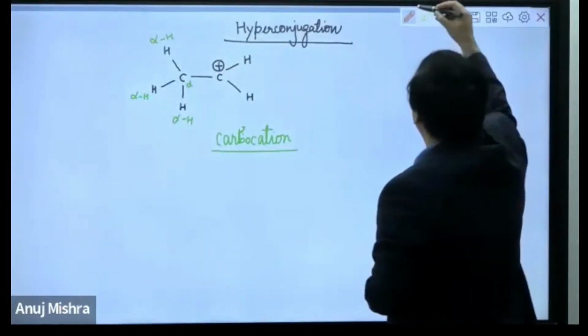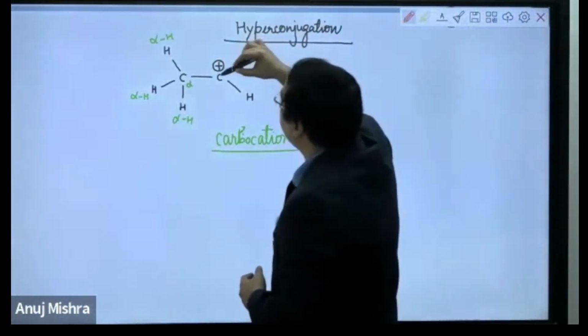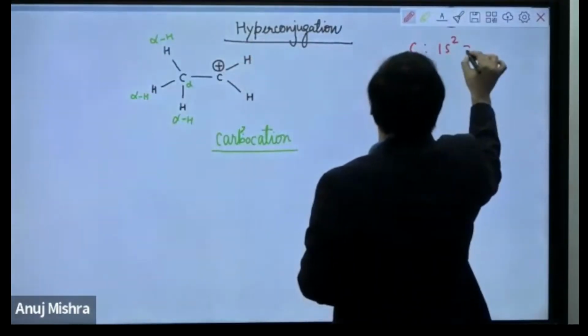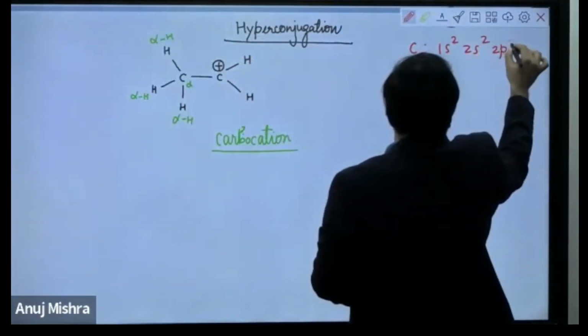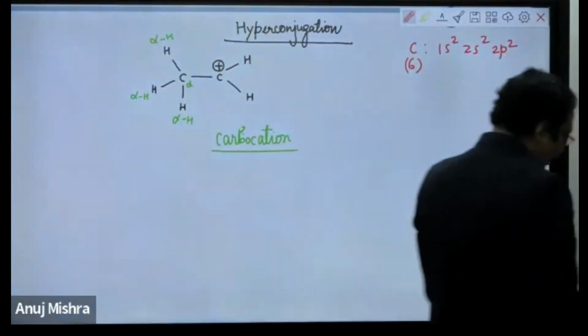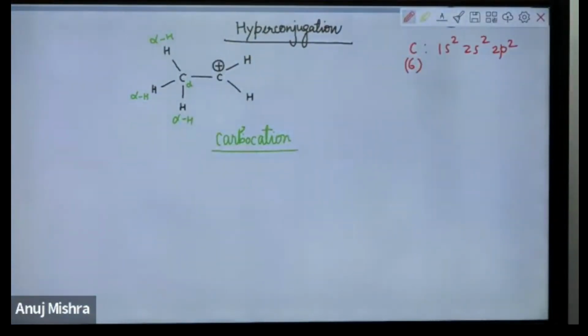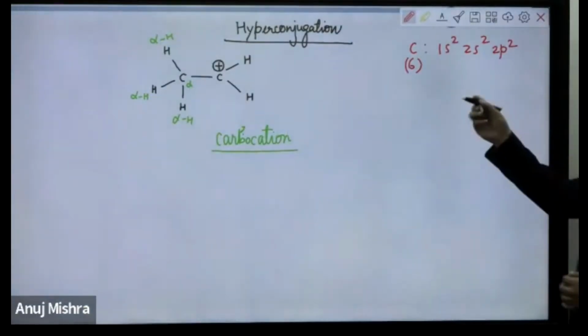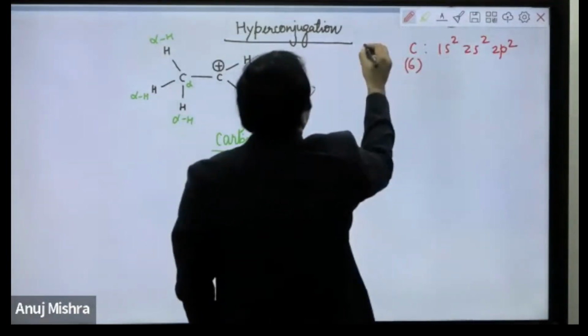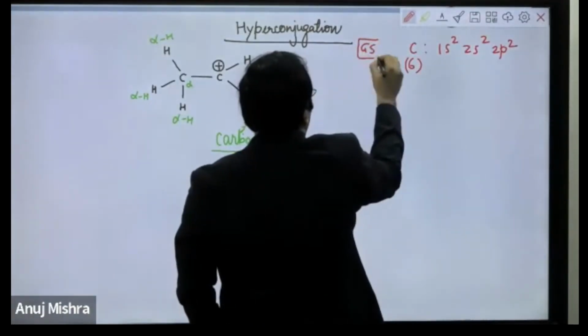Okay. Now, look at this discussion carefully. Carbon is having plus. What is carbon's configuration? It is 1s2, 2s2, 2p2. Please write down: 1s2, 2s2, 2p2. Carbon is 6. This is known as the ground state electronic configuration of carbon. And we know from chemical bonding, this is called GS or ground state configuration.